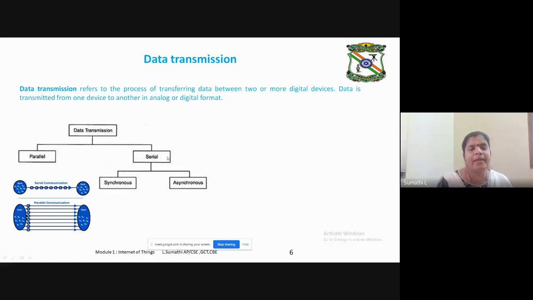If you go for serial, again you have two types, synchronous and asynchronous. What is synchronous and what is asynchronous? Synchronous means along with the data you send your timing, so that both systems get synchronized and you transmit your data. In asynchronous you transmit only the data, and you give a special indication to mark the beginning and ending of your data. All these are preliminary things to understand the electronics behind your IoT.